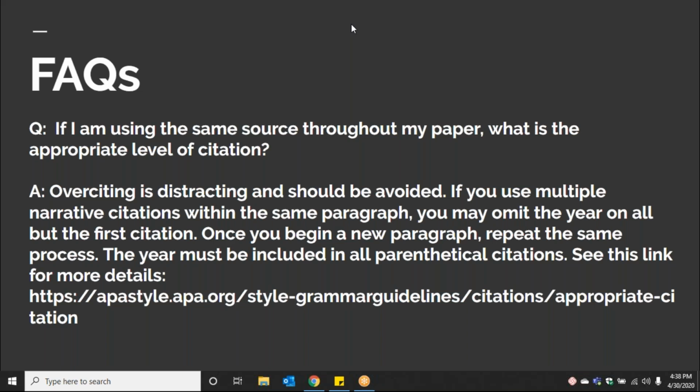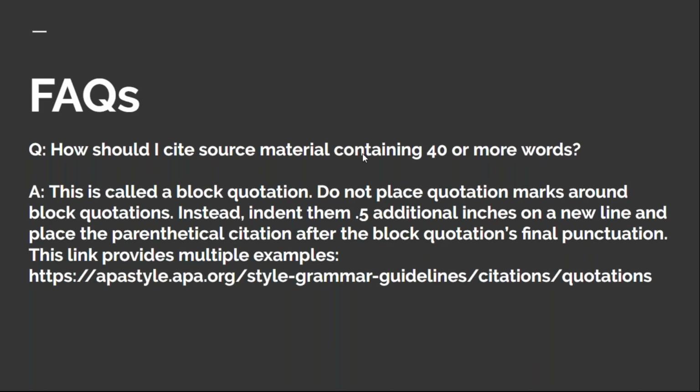So if I'm using the same source throughout my paper, what is the appropriate level of citation? If you are using multiple narrative citations, remember that's when you use the author's name in the sentence, you don't have to keep citing it within the same paragraph. When you move on to a new paragraph, you just repeat that process. And this link is here to give you an example of that. I will give you guys access to this PowerPoint when we're done. And you can click on the links or explore whatever you want to. All right.